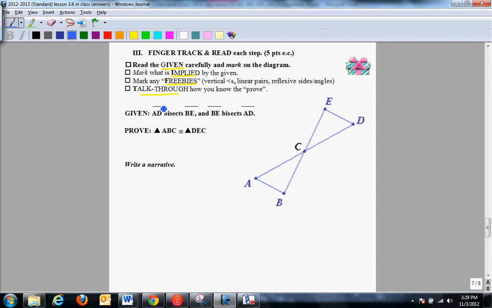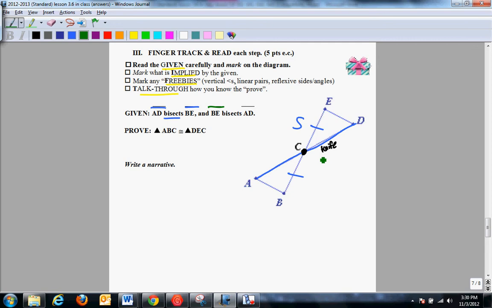It is given the fact that the segment AD bisects BE. So we're going to take AD, and AD bisects BE. So it cuts through the midpoint. So AD is the knife of BE. So it cuts BE in half. So hatch, hatch. We're going to say S for sides.